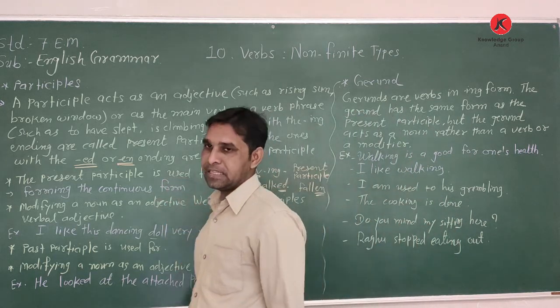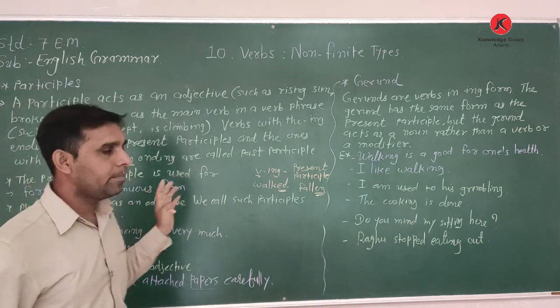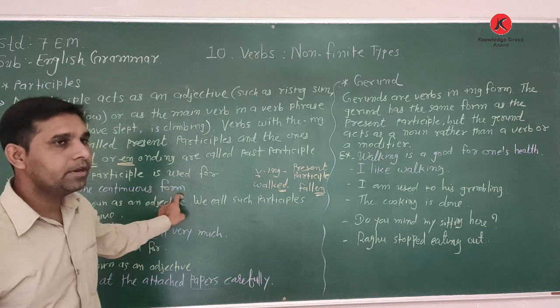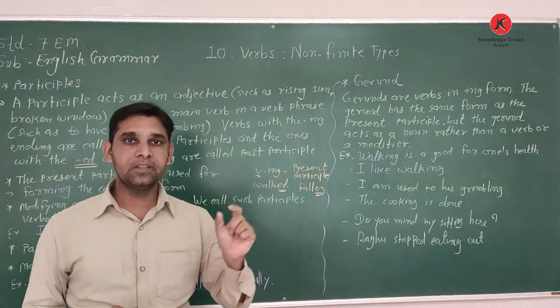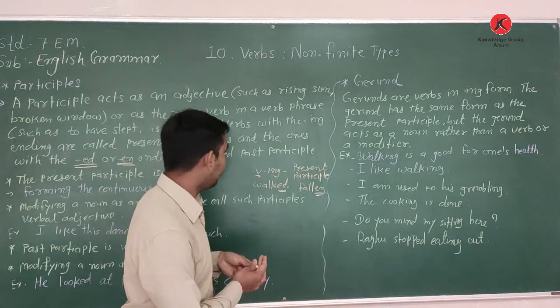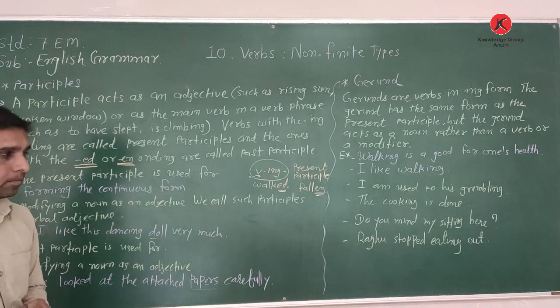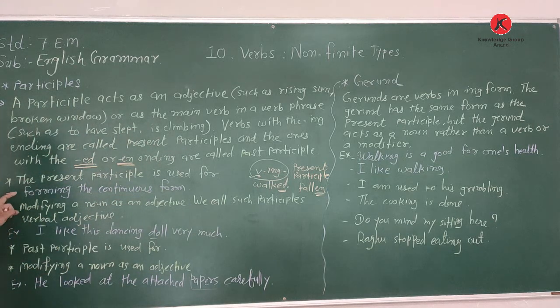Okay, where is the present participle used? The present participle is used for forming the continuous form. The present participle comes as a verb with ing, and it forms the continuous form.